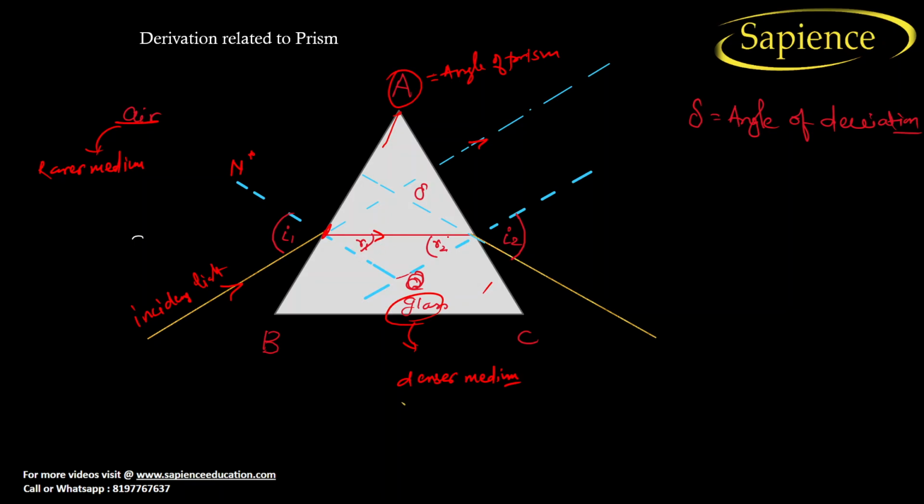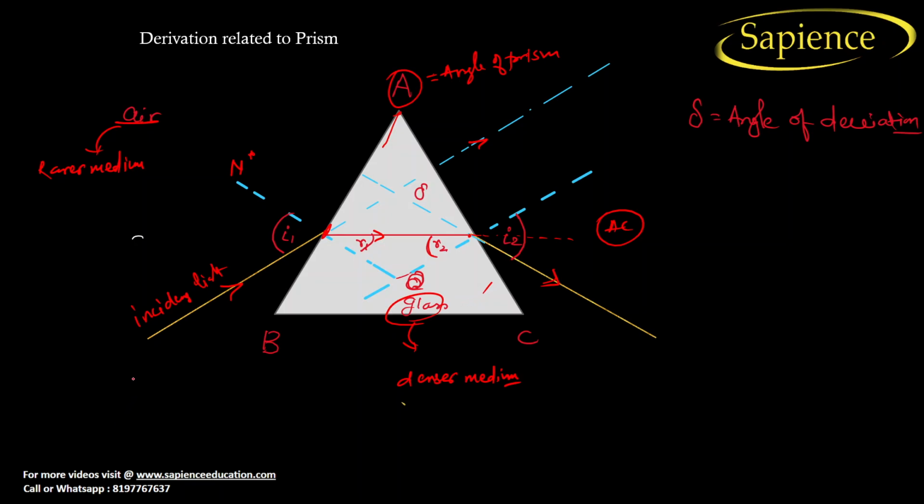Now again, when it reaches the second surface, that is the AC surface, it makes an angle of incidence R2. As per the rules, whenever light goes from a denser medium to a rarer medium, it should bend away from the normal. It should trace this path, but when it changes from denser medium to rarer medium, it bends away from the normal. So this is what happens.